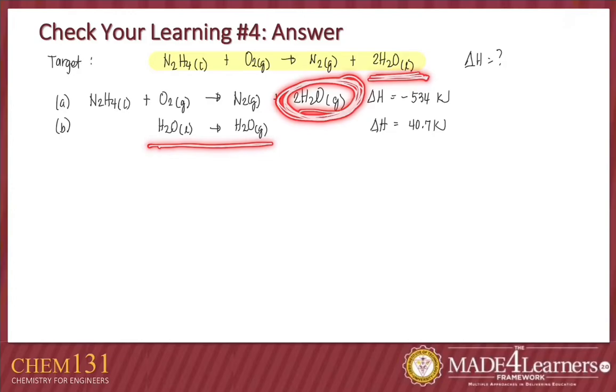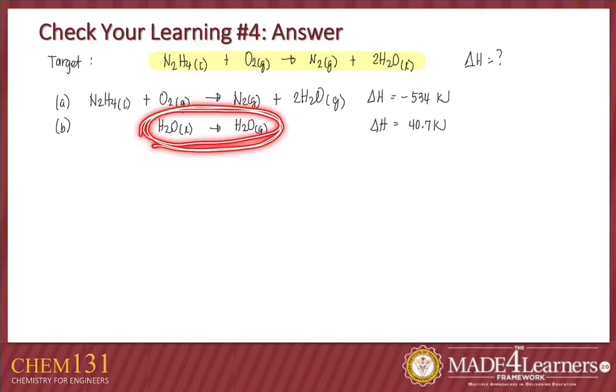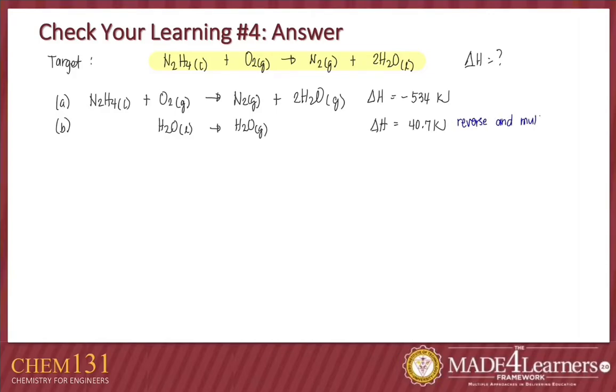From equation B. So, for this to be liquid in our target equation, and for the gas to be cancelled, what we're going to do with equation B is to reverse it. But take note that in equation B, the coefficient is only 1, while in the target it is 2. So we should multiply it by 2. So, what we're gonna do with equation B is to reverse and multiply by 2. So, this will become H2O gas going to H2O liquid, right? And so, then, delta H would be negative 40.7 kilojoules.